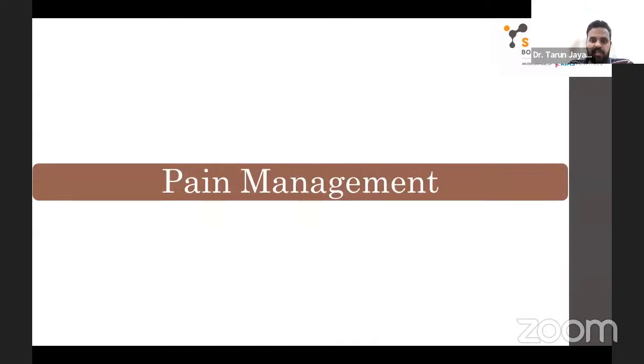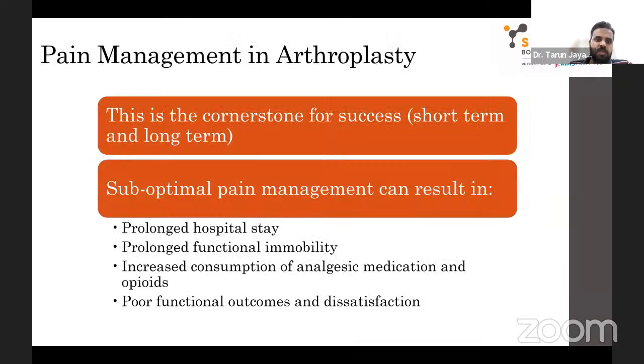Firstly, coming to pain management. As we all know, pain management is without a doubt the cornerstone for success of a total knee arthroplasty, because that is the main complaint with which a patient comes to you. And your main promise to the patient is that the pain will be less after surgery. Suboptimal pain management usually results in a prolonged hospital stay, prolonged functional immobility, increased consumption of analgesics and opioids, poor functional outcomes and overall dissatisfaction of the patient.